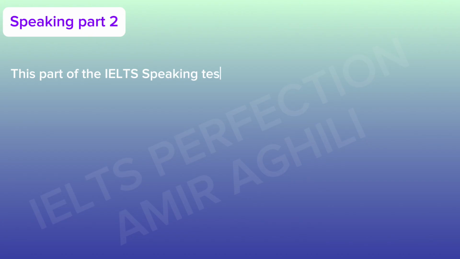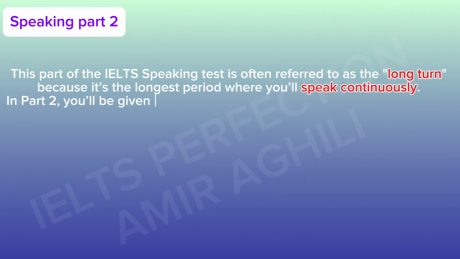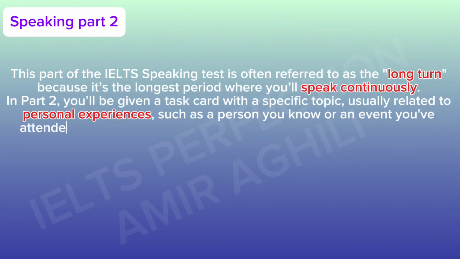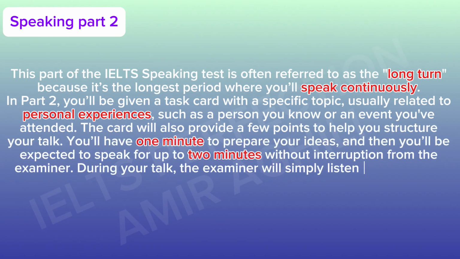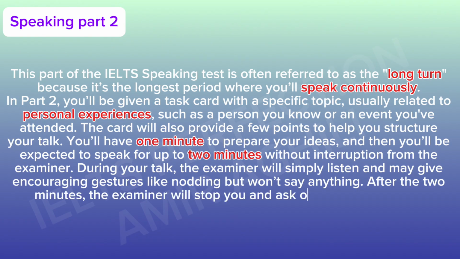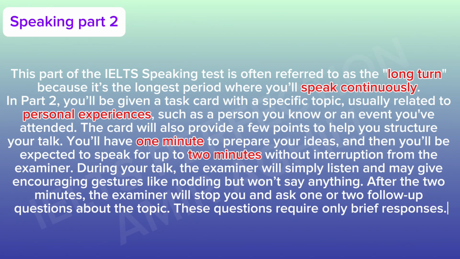This part of the IELTS speaking test is often referred to as the long turn because it's the longest period where you'll speak continuously. In part 2, you'll be given a task card with a specific topic, usually related to personal experiences, such as a person you know or an event you've attended. The card will also provide a few points to help you structure your talk. You'll have 1 minute to prepare your ideas, and then you'll be expected to speak for up to 2 minutes without interruption from the examiner.